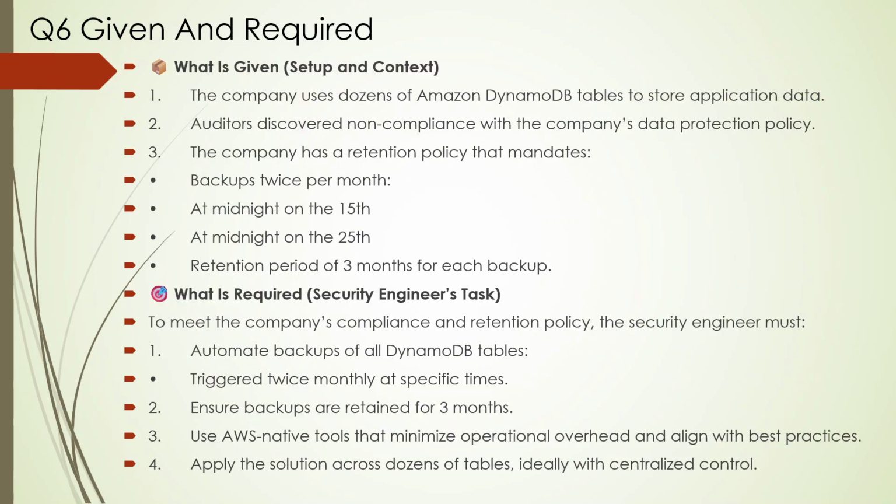Question number 6. The company uses a dozen Amazon DynamoDB tables to store application data. An auditor discovered non-compliance with the company's data protection policy. The company has a retention policy that mandates backups twice per month, at midnight on the 15th and midnight on the 25th. The retention period is 3 months for each backup. What is required to meet the company's compliance retention policy?